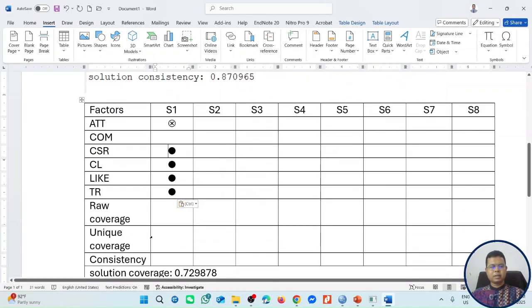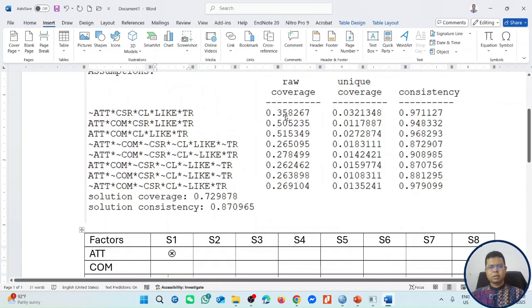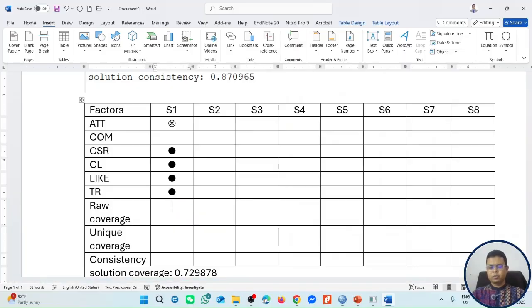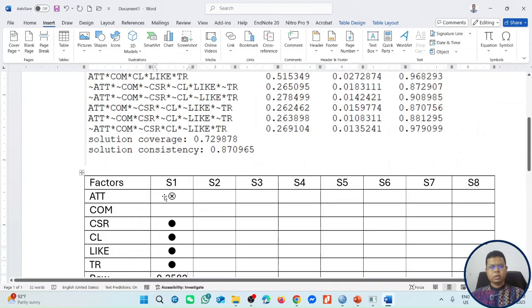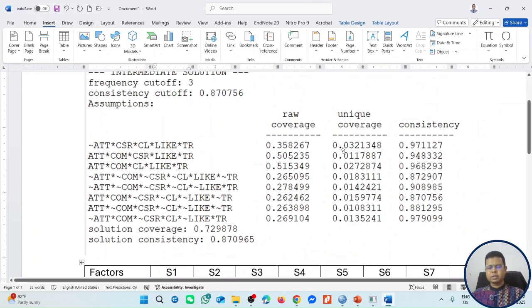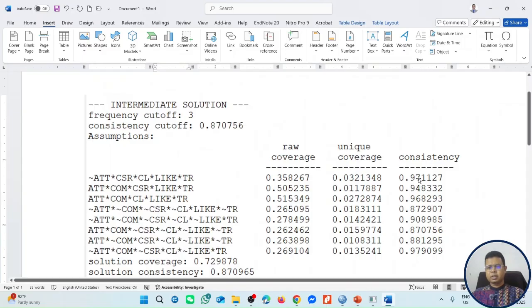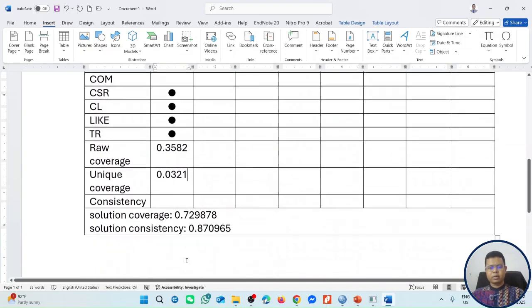So here the raw coverage 0.3582, and the unique coverage 0.0321, and the consistency 0.9711.